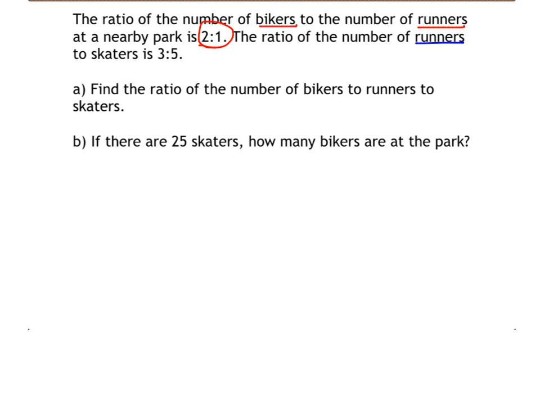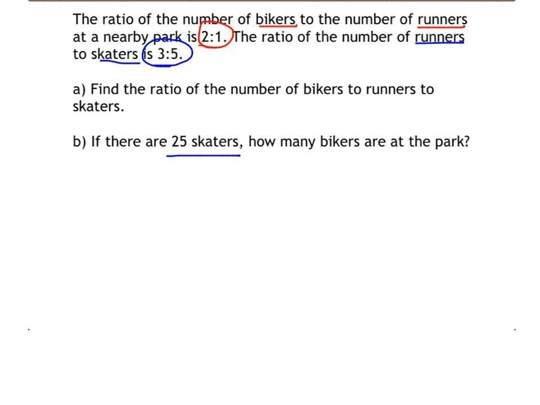Wait a second, didn't we already deal with those runners? That's interesting. We have two questions. A, find the ratio of the number of bikers to the runners to skaters. Oh, they want us to do this with all three. That should be interesting. And then question B says, if there are 25 skaters, how many bikers are at the park? Well, we're going to worry about that later. I'm just going to underline that we need to remember about the 25 quantity. But let's work on part A.